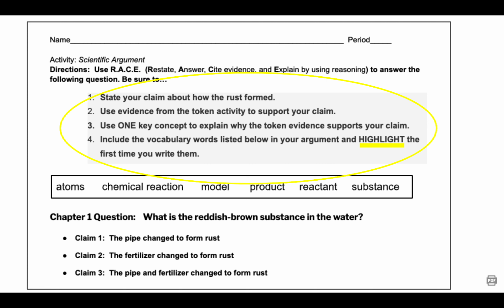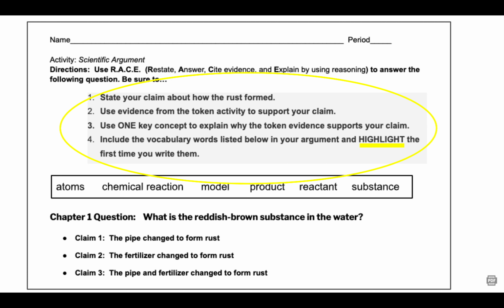So step number 1, state your claim about how the rust formed. We all agree that claim number 3 is correct. But if you just write down, I agree with claim number 3, and then you move on your merry way and start talking about something else, I'm counting the whole thing wrong. You have to restate and answer. So just tell me, what does claim number 3 say? It says the pipe and the fertilizer changed to form rust. So just write that, put a period, and move on.